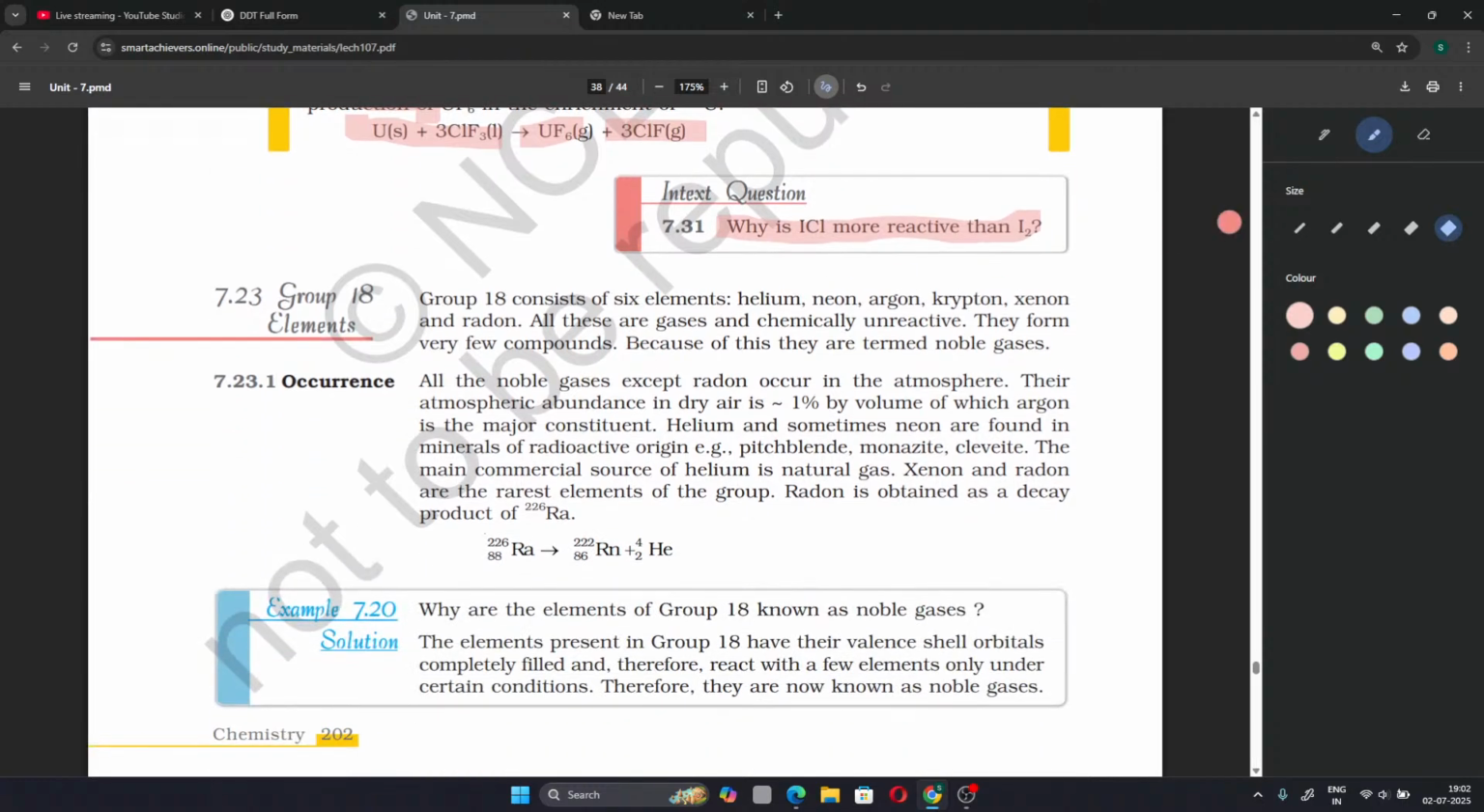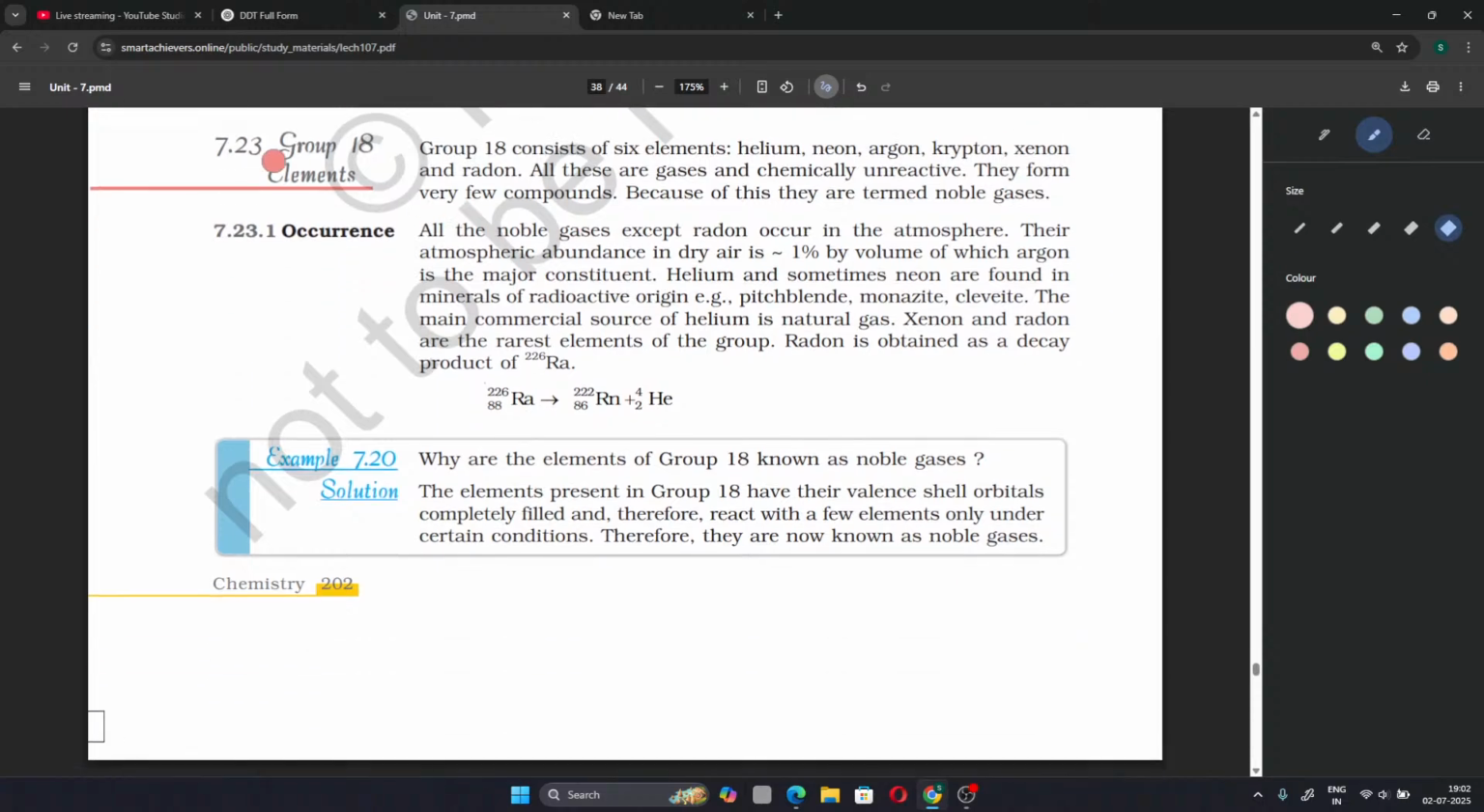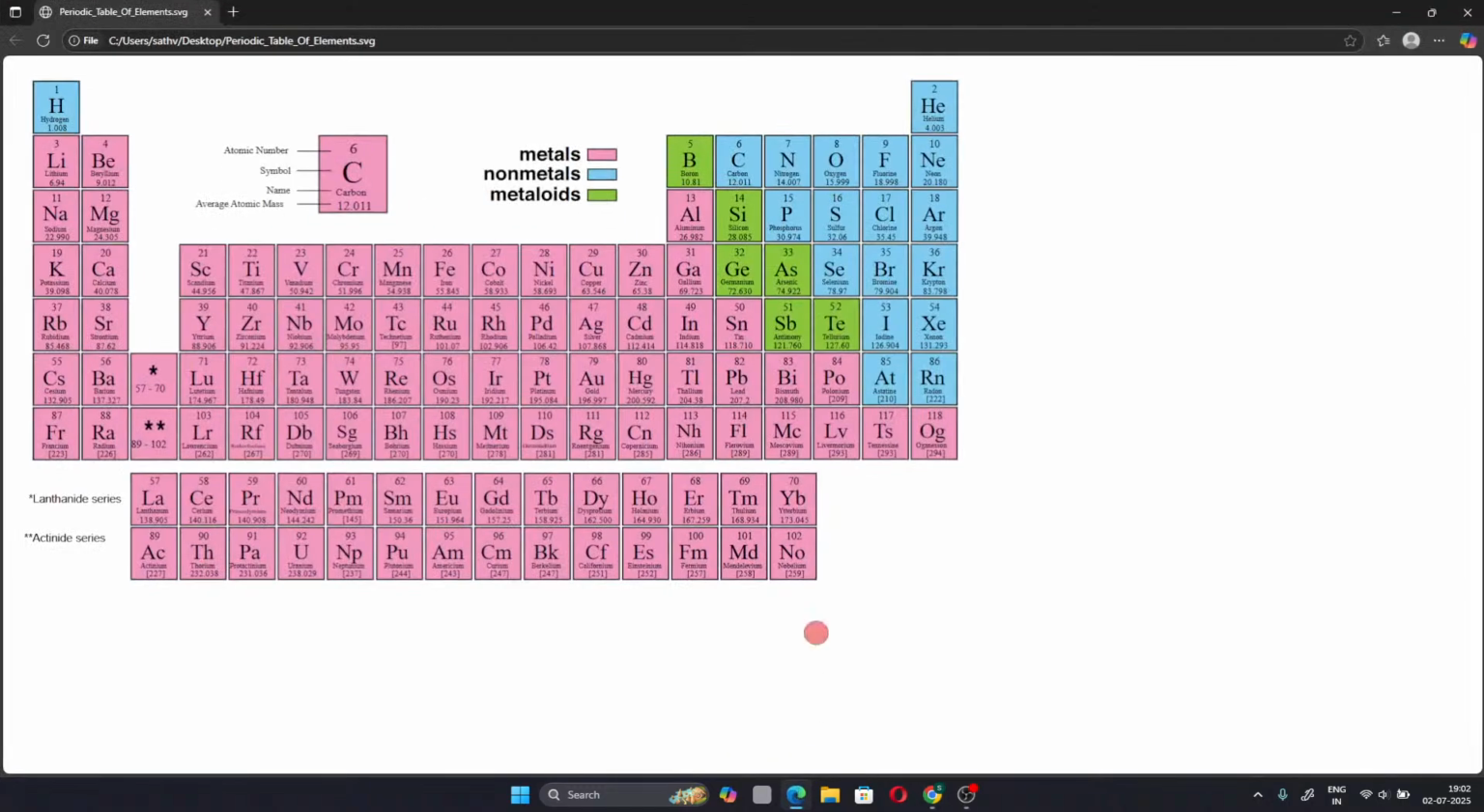And with this we completed the 17th group elements. Let's directly go to the 18th group, the final group which we are going to study in the p-block elements: the group 18 noble elements. We will see them in the periodic table. The elements are helium, neon, argon, krypton, xenon, radon, and the last one being oganesson, which we are not going to study. So there are a total of 6 elements: helium, neon, argon, krypton, xenon and radon.